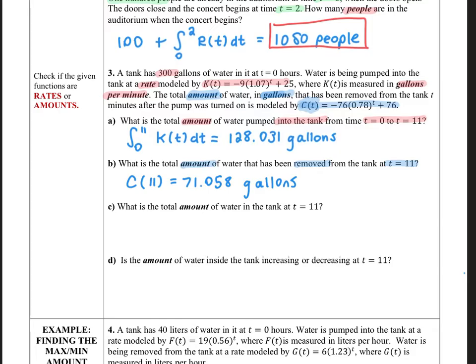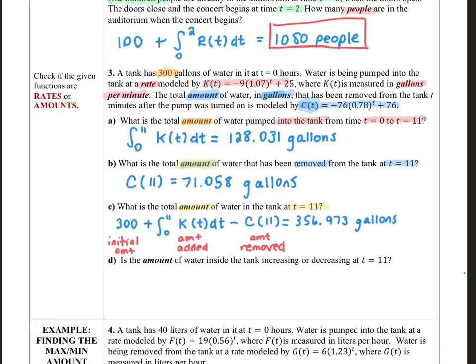In part C, I'm asked for the total amount of water at this time t equals 11. So if I want the total amount of water in the tank, I need to consider everything that's going on, which is that there's 300 gallons in the tank to begin with, and I have some water being pumped in, and I have some water being removed, and I need to account for all of this. Here's what I get when I put all of that together. 300 is my initial amount in the tank. This integral of that K of t, which is a rate, will give me the amount of water that's added, and I'm going to subtract because this is what's being removed. C is a function that is an amount, so I don't need to do anything with C except plug that 11 in, and I get my final answer of 356.973.